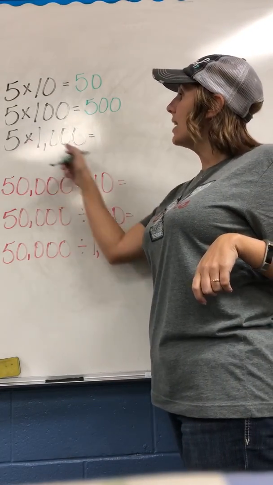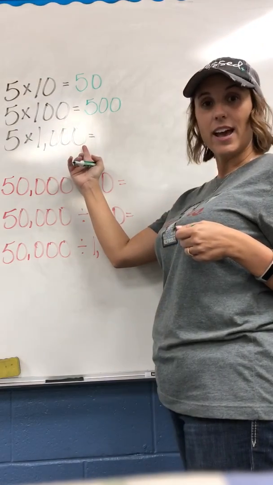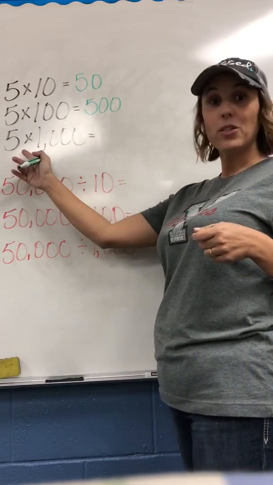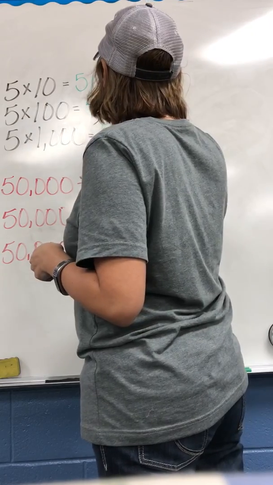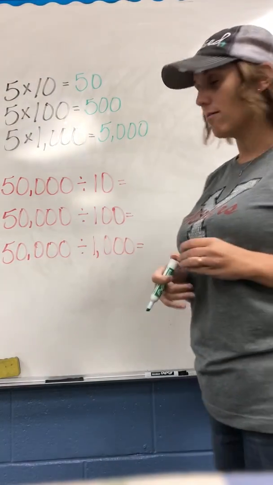Now here we have 5 times 1,000. Again, okay, how many zeros do we have here to add? Yep, 3. So we're going to add 3 zeros to the end of this number here, okay? So that equals 5,000. That's not very hard at all, right?